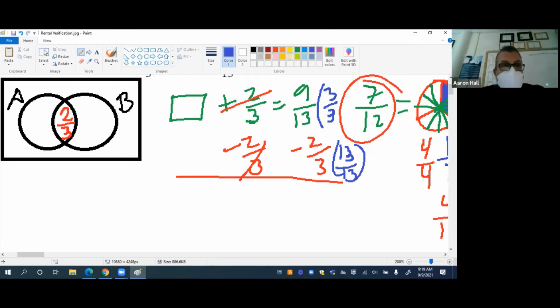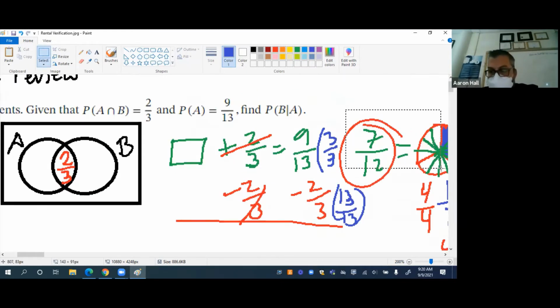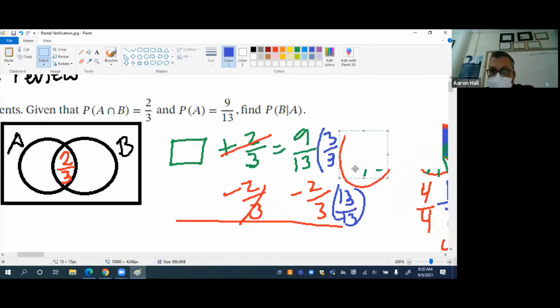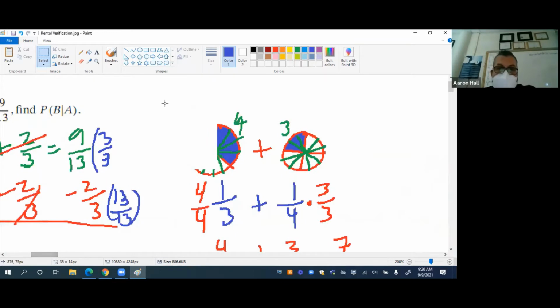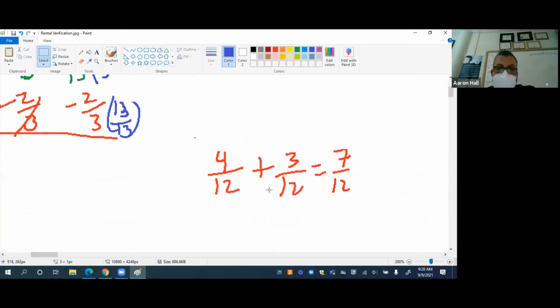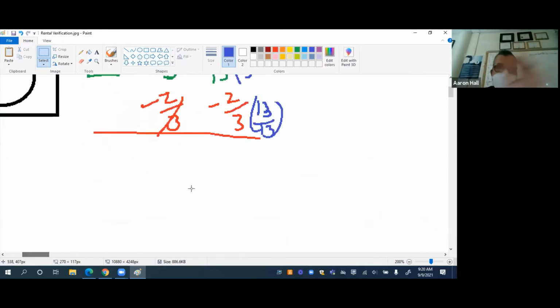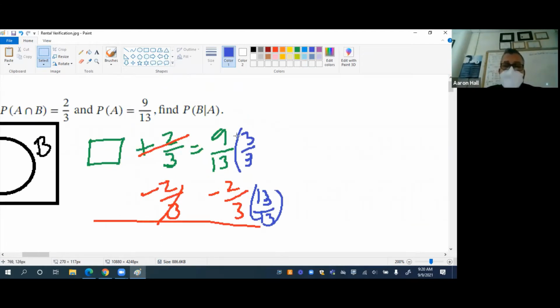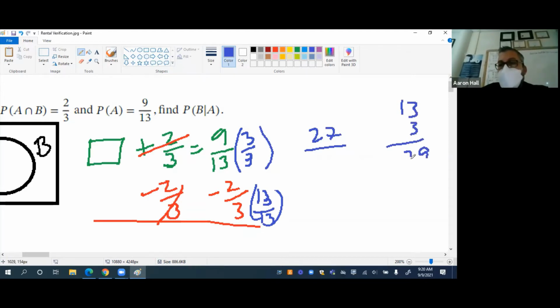I do want to move this. I think that this is crowding things, and that was more of just an example, and I don't want us to get confused by that example. It was just trying to understand why we have to have a common denominator. So I'm going to get rid of all of that. So what's 9 times 3? Right, so that's going to give me 27 and then 13 thirds, about 39. Does that look right to you?